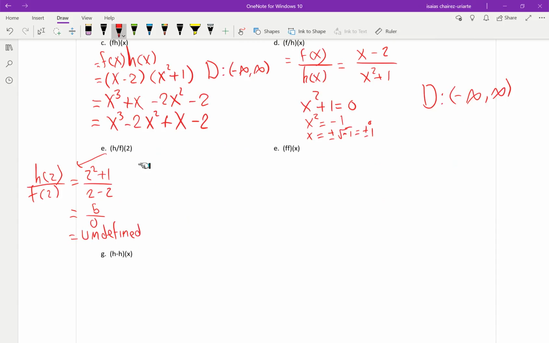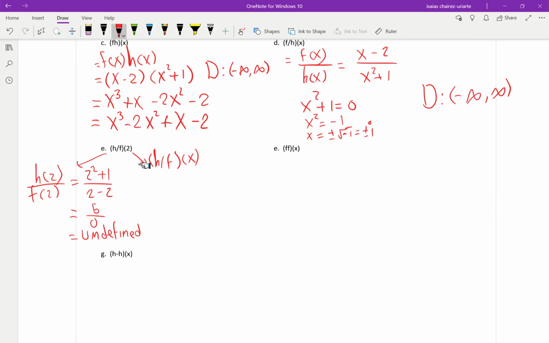This is undefined. Let's just take a tiny little detour. What if we actually wanted to find this function, h of f of x, and we also want to find the domain of this new function?